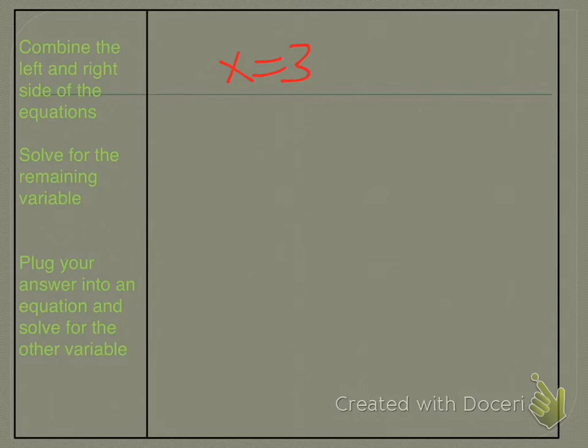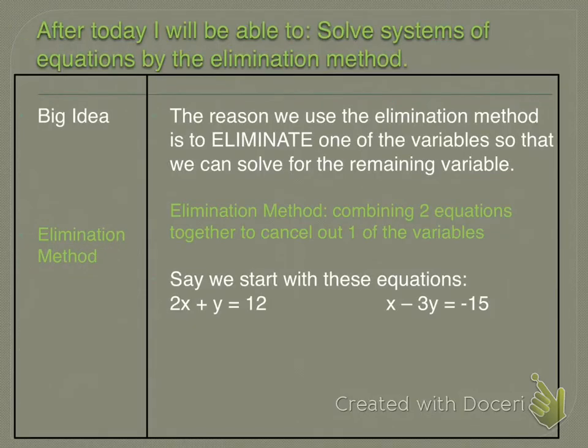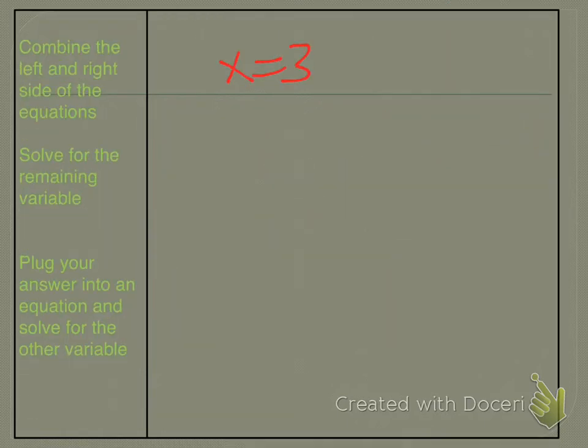If I go back really quick, here are my two equations. I'm going to pick one. To me, this one looks the easiest: 2x plus y equals 12. Remember, I took out the x, and in its place, I put 3.